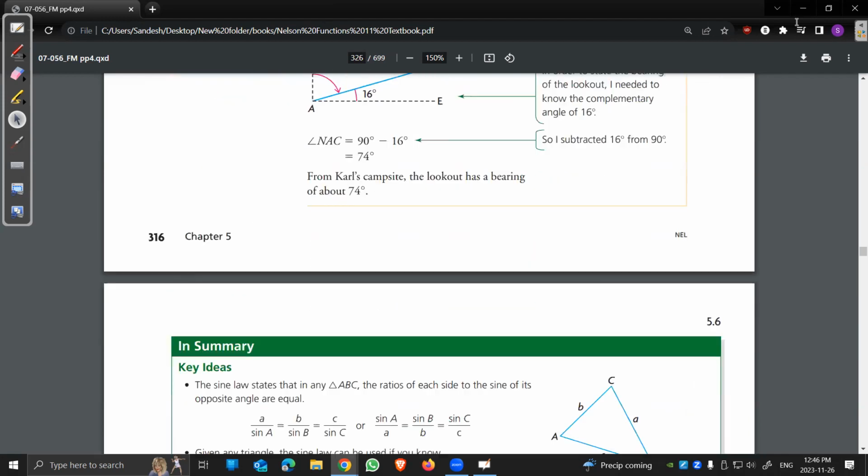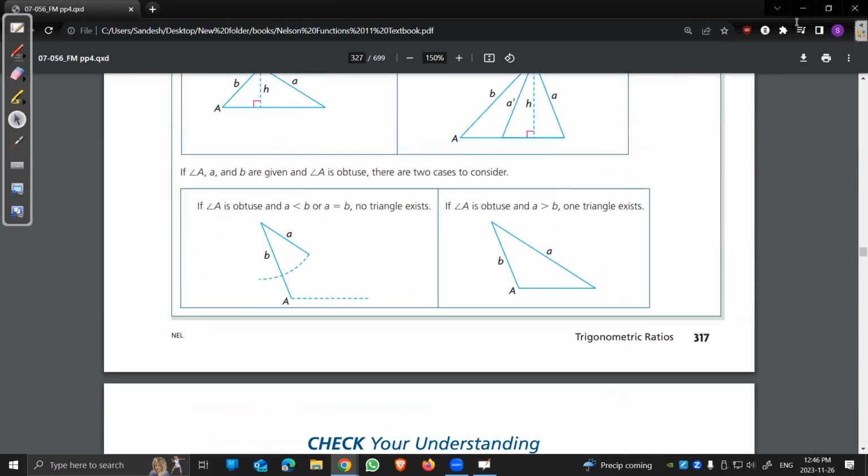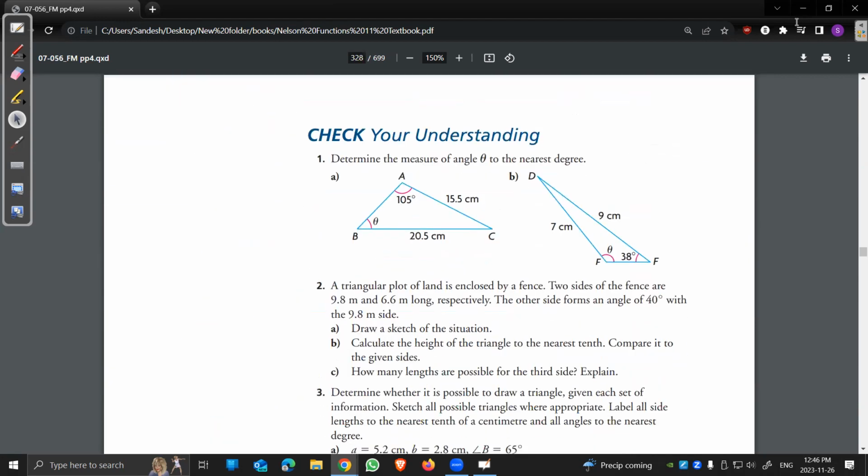Not doing the bearing question. We've done this before, sine law, cosine law. It's pretty simple.